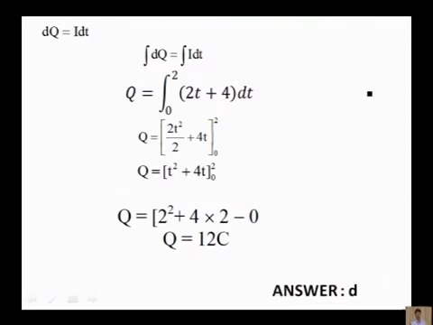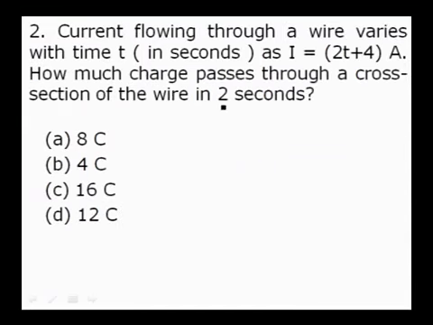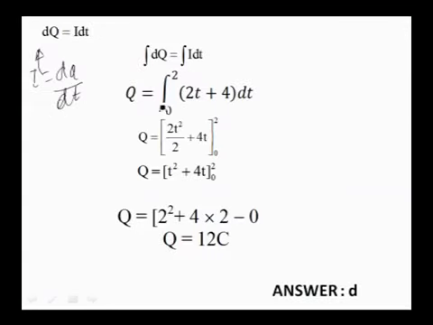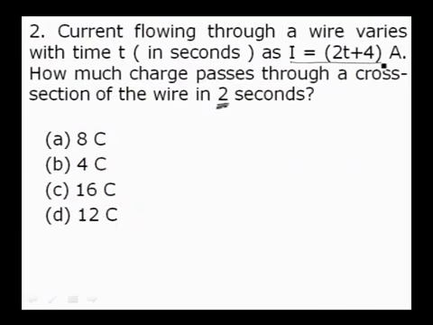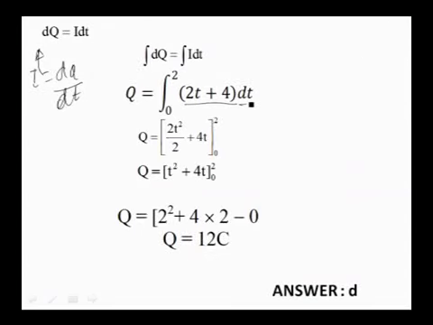We can write current is equal to dq divided by dt. Rearranging the expression, dq is equal to I into dt. So, integrate on both sides. Integration of dq is equal to q. So, integration from 0 to 2. Why am I taking 2? Because we are going to calculate for 2 seconds, from 0 to 2 seconds. Therefore, the limit is 0 to 2 seconds. The I value given in the problem is I is equal to 2t plus 4, I am substituting that, into dt.